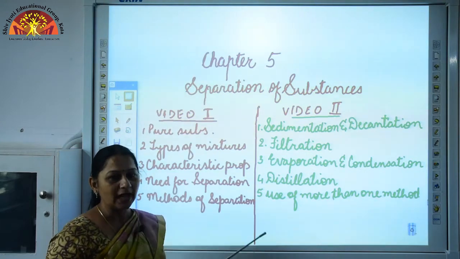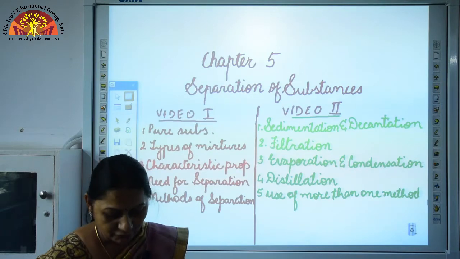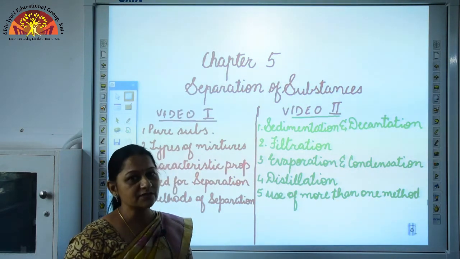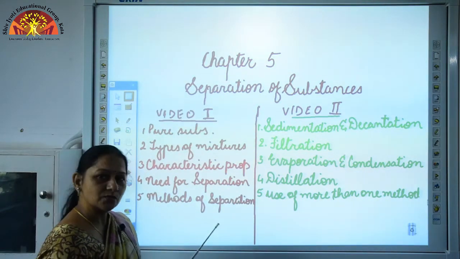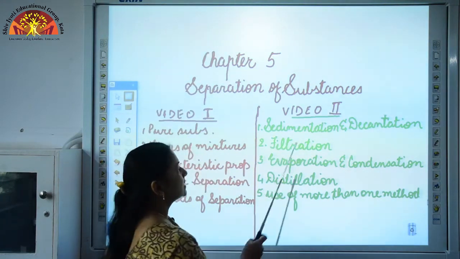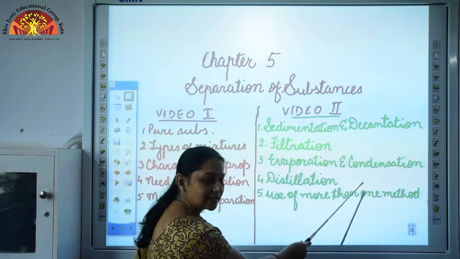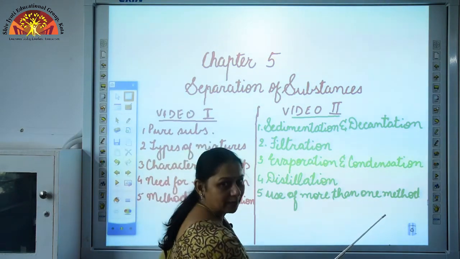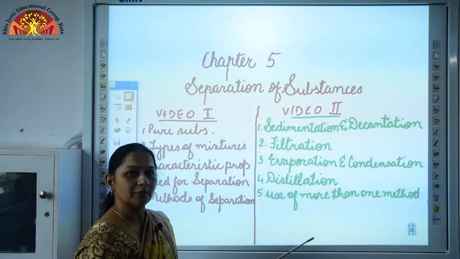In this we had done 4 methods of separation of solids, that is hand picking, threshing, winnowing and sieving. These 4 methods were discussed in our video part 1. Now in this video, that is video part 2, we will be discussing the topics sedimentation and decantation, filtration, evaporation and condensation, distillation and use of more than one method. In this we will be discussing the saturated solution and their properties.